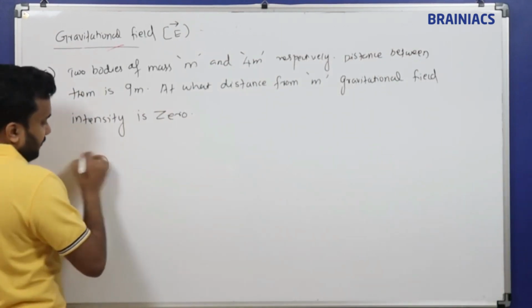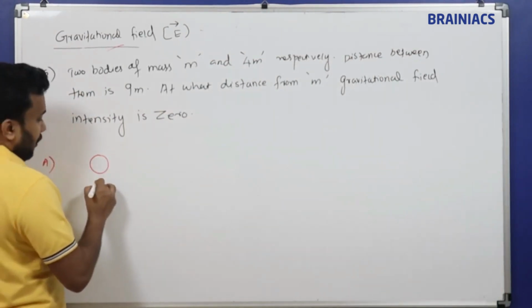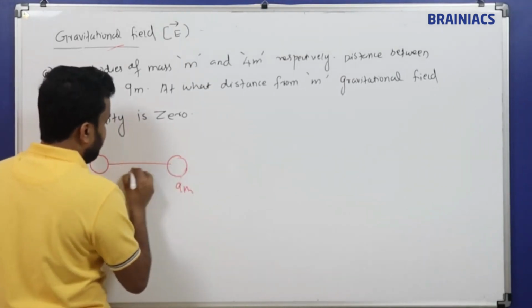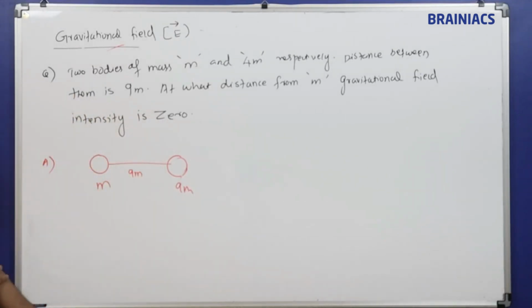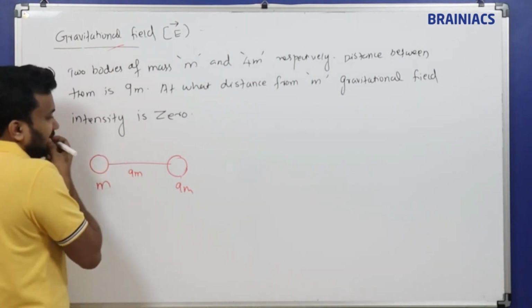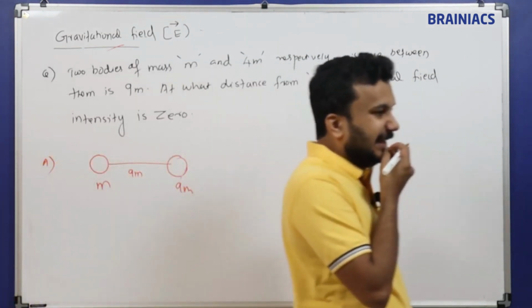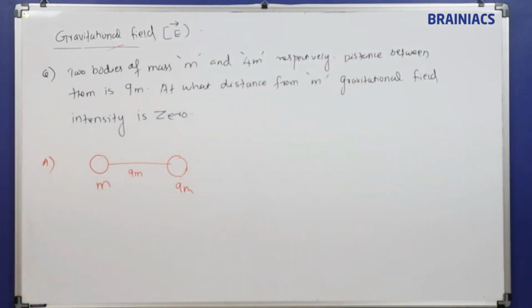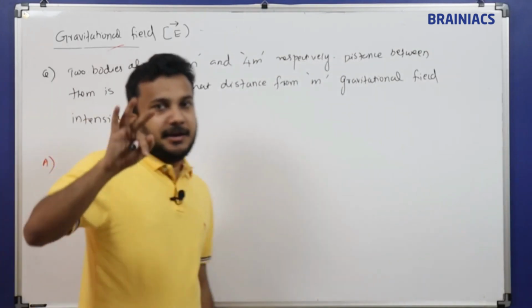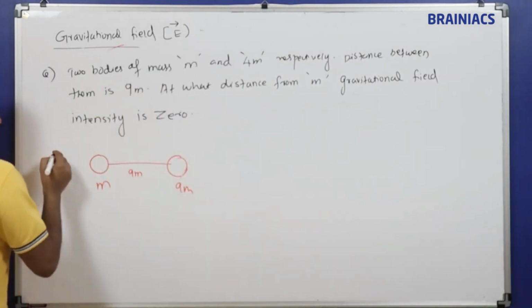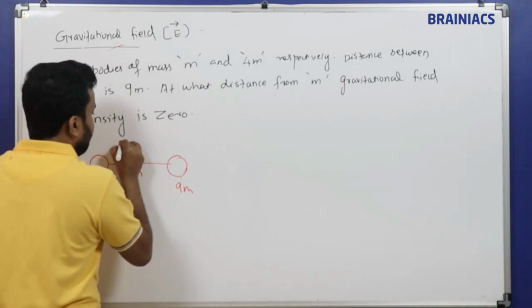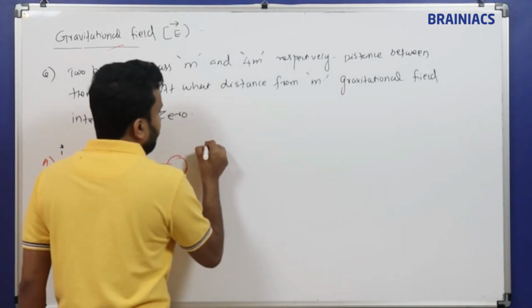So we have two bodies. First body called m, second body called 4m, which are separated by a distance of 9 meter. At what distance from m is the gravitational field intensity 0? I am assuming the point will be here. See, gravitational field intensity is attractive or repulsive? It's attractive, right? So in this case, I have three options to take a different point. One is on the left side, that is 1, one is somewhere in between, that is 2, and one is somewhere on the right of m.